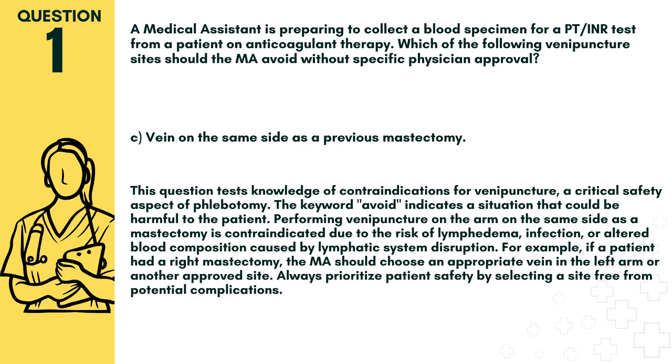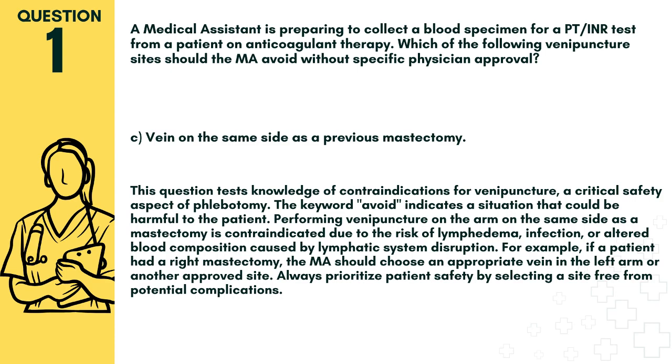Answer: C. Vein on the same side as a previous mastectomy. This question tests knowledge of contraindications for venipuncture, a critical safety aspect of phlebotomy. The keyword avoid indicates a situation that could be harmful to the patient. Performing venipuncture on the arm on the same side as a mastectomy is contraindicated due to the risk of lymphedema, infection, or altered blood composition caused by lymphatic system disruption.